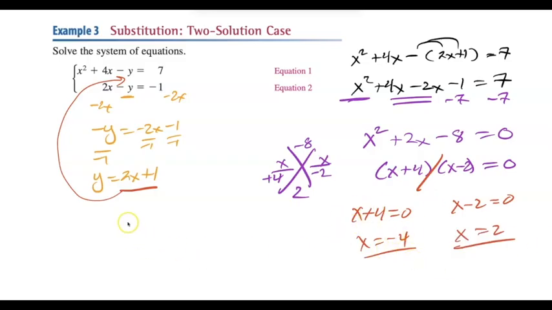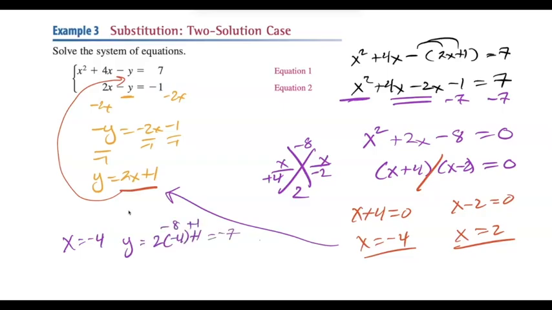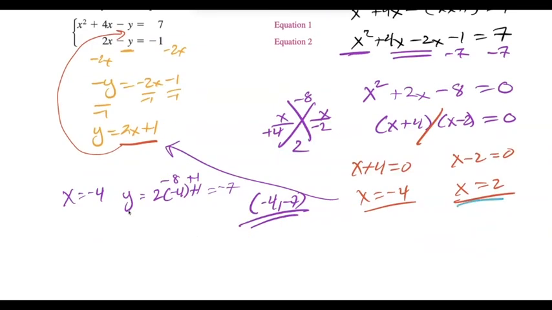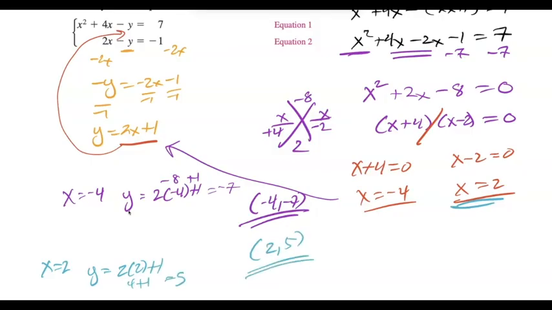The way you solve for your y is go back and sub it in. So I'm going to go back into here. When x equals negative 4, my y is 2 times negative 4 plus 1. Negative 8 plus 1 is negative 7. We have the point negative 4, negative 7. That is one solution. And then for this guy, x equals 2. y equals 2 times 2 plus 1, 4 plus 1, which is 5. We also have 2 and 5. Those are both our solutions.